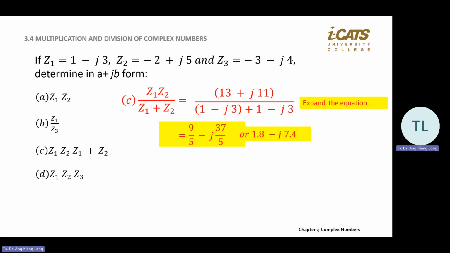Sometimes the question asks you to put in the decimal place or a few decimal places, or significant figures, then you need to put in the decimals.